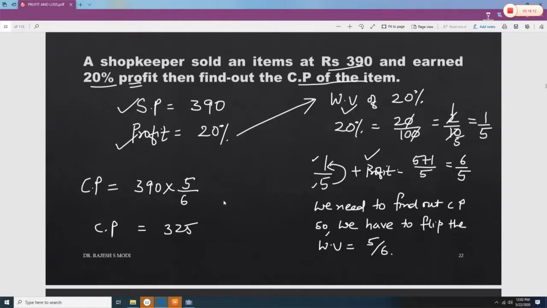Now what you need to find out? You need to find out the CP. Whenever you are going to find out the CP, please remember, the whole value will be flipped. So 6 over 5 becomes 5 over 6. So 390, the SP, multiplied by 5 over 6. So the cost price will be rupees 325.